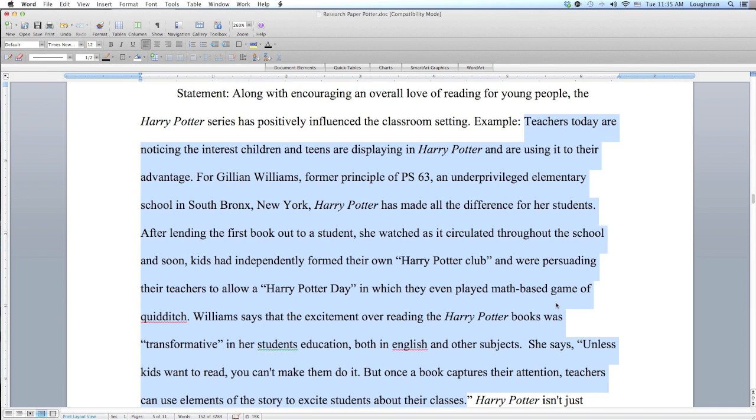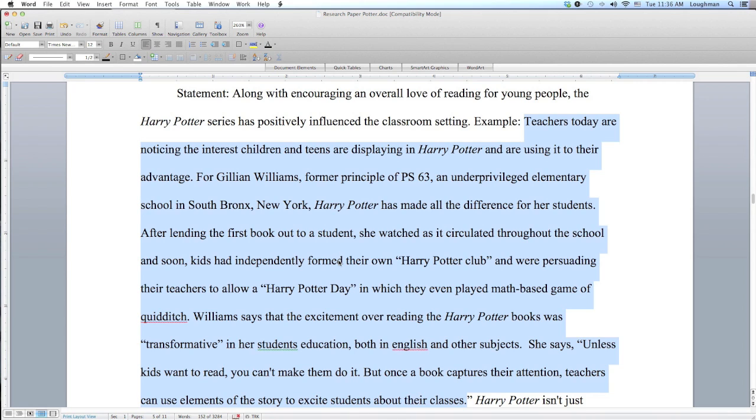She says, unless kids want to read, you can't make them do it. But once a book captures their attention, teachers can use elements of the story to excite students about their classes. So this is not the author's opinion. This is a paraphrase. This is a quote down here, a paraphrase up here. This is the example section of the paragraph. It's a little long, so it's not perfect.